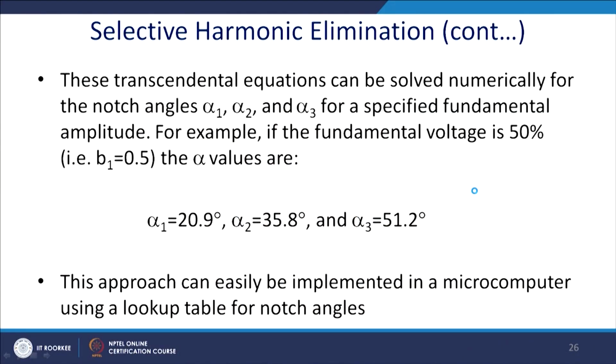By calculation we can find that alpha 1 is required to be almost 21 degrees, alpha 2 equal to 35 degrees and alpha 3 equal to 51.2 degrees. We can set this offline, and thus those harmonics will be eliminated.